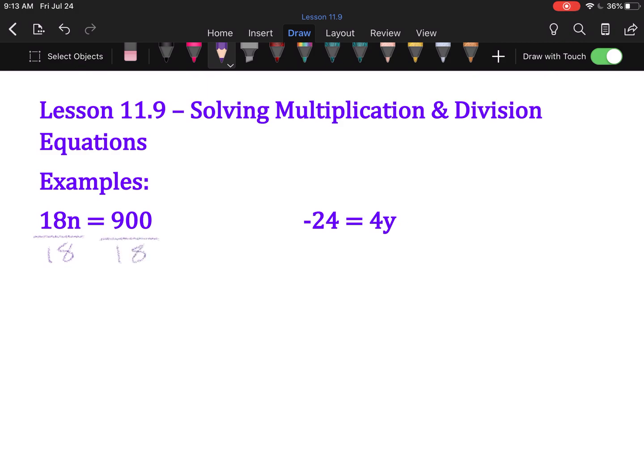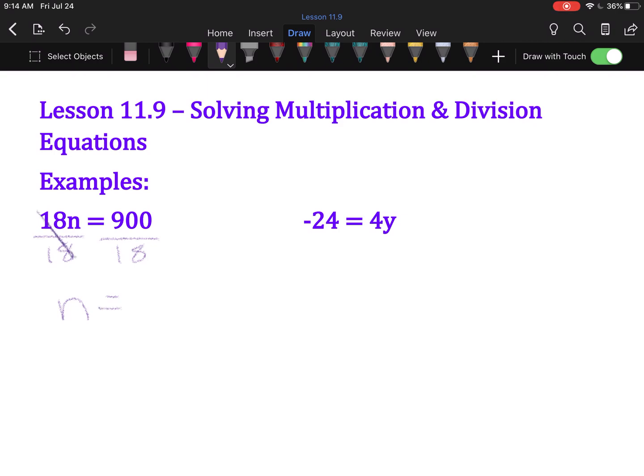When I'm solving equations, I show division by making it look like a fraction. You're not going to see me using the division symbol when I do this. I'm going to make things look like fractions. So, 18 divided by 18 is n, or 1, sorry, they cancel.